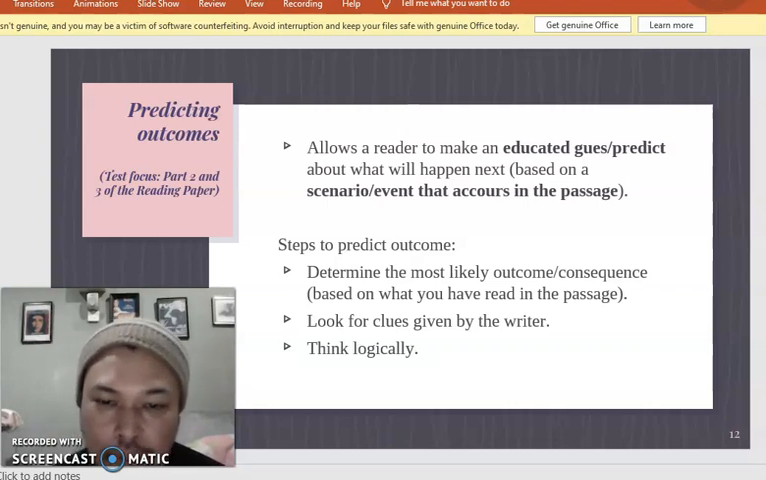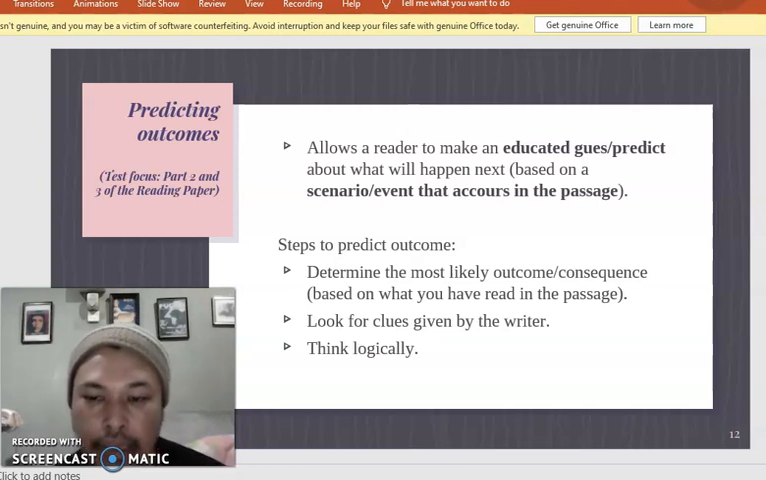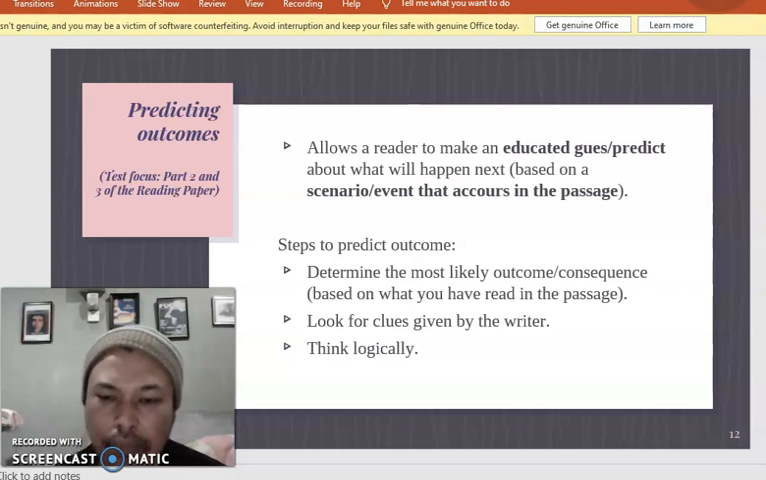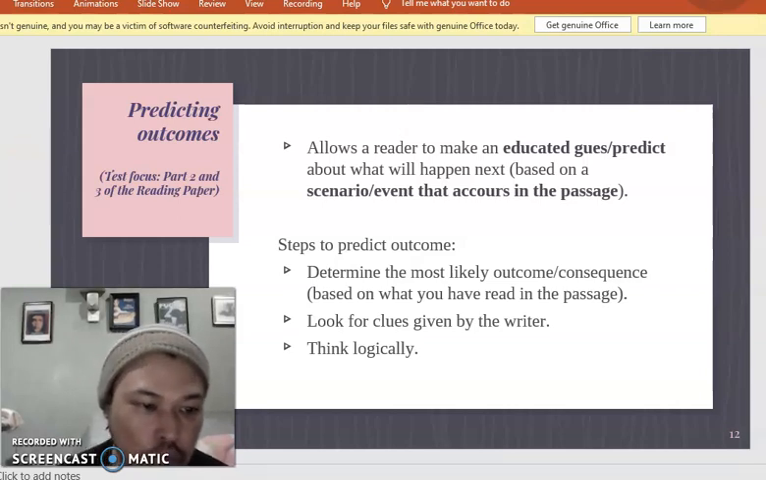The steps to predict an outcome are: determine the most likely outcome or consequence based on what you have read in the passage. Look for clues given by the writer. Think logically. Logical thinking is always there. So we go to the next slide.